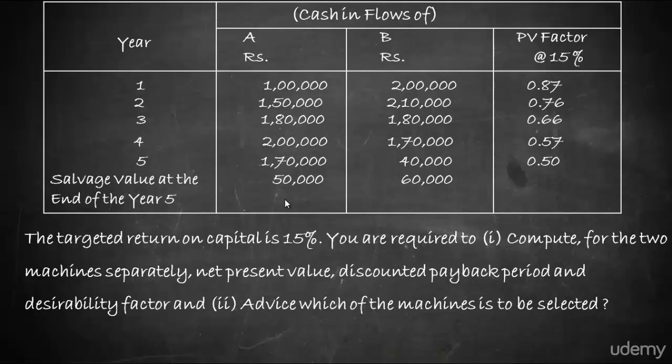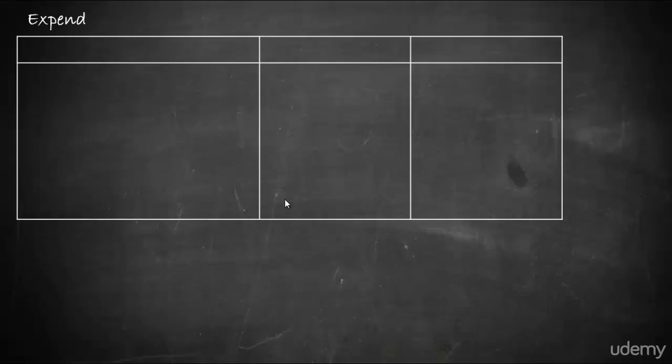You are required to compute for the two missions separately the NPV, discounted payback and desirability factor, and advise which of the missions should be selected. So in this problem we should have clear understanding about what is the initial cash outflow, and annual cash inflows are easy because we have data in a table form, so we just have to multiply them, but finding the initial cash outflow is more important. Let's get started with that.